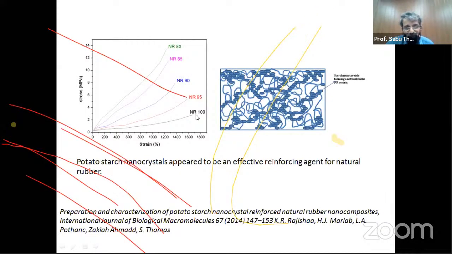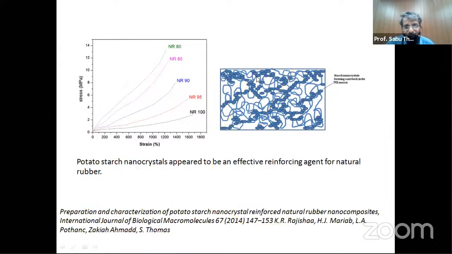And Rajisha incorporated nanocrystals of potato starch. See, these are all nanocrystal potato starch. Put it in natural rubber latex and remove water by evaporation process, and Rajisha made beautiful films. Look at the strength of the material.